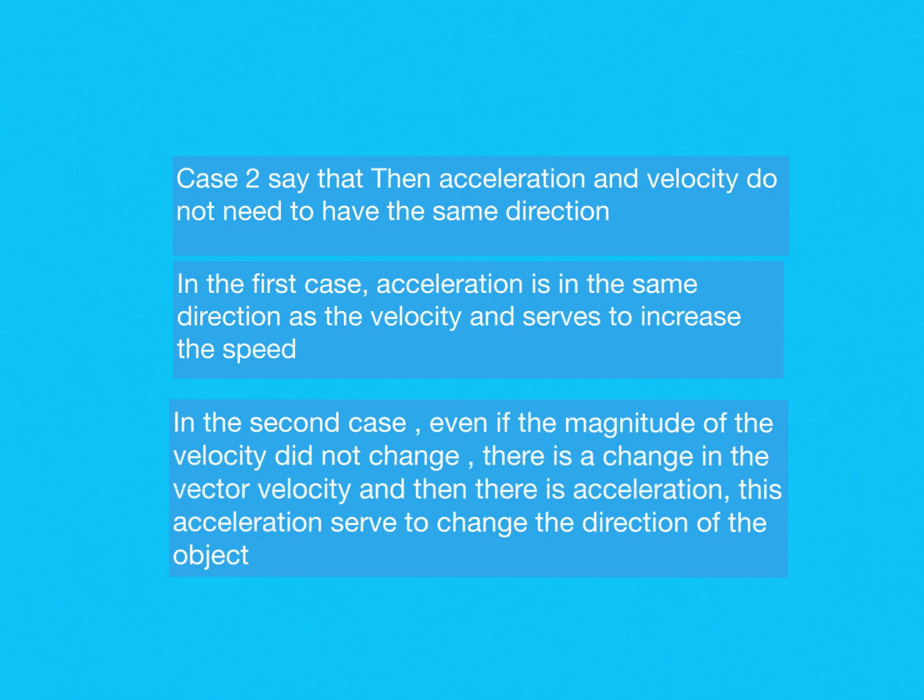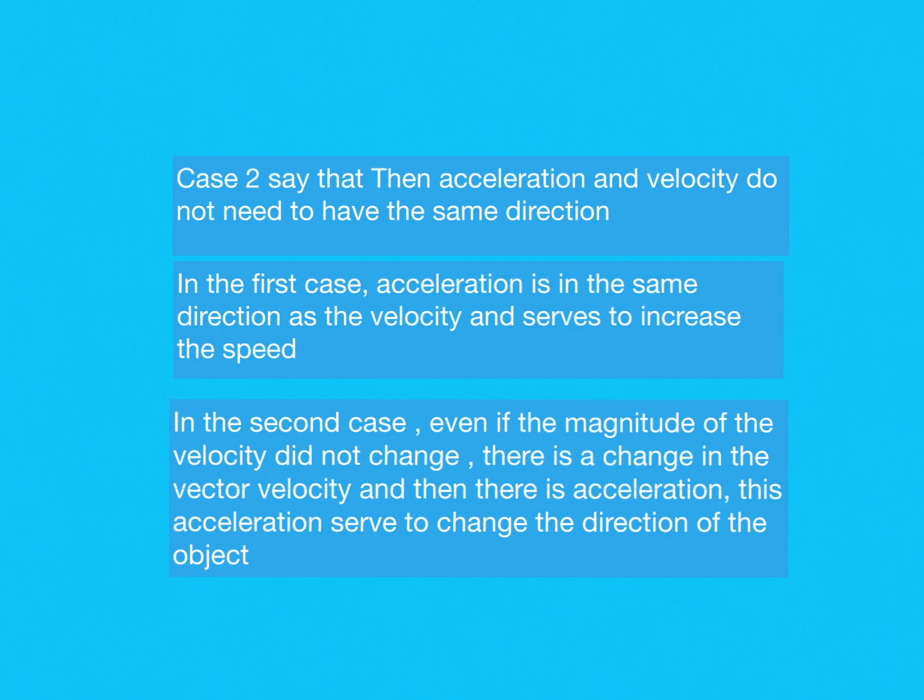So to make the summary, case 2 says that the acceleration and the velocity do not need to have the same direction. Meanwhile, in the first case, the acceleration is in the same direction as the velocity, and the acceleration is being used to change the magnitude of the velocity, to change the speed, to accelerate the body, using the vocabulary that we use in our normal day. The second case is different.